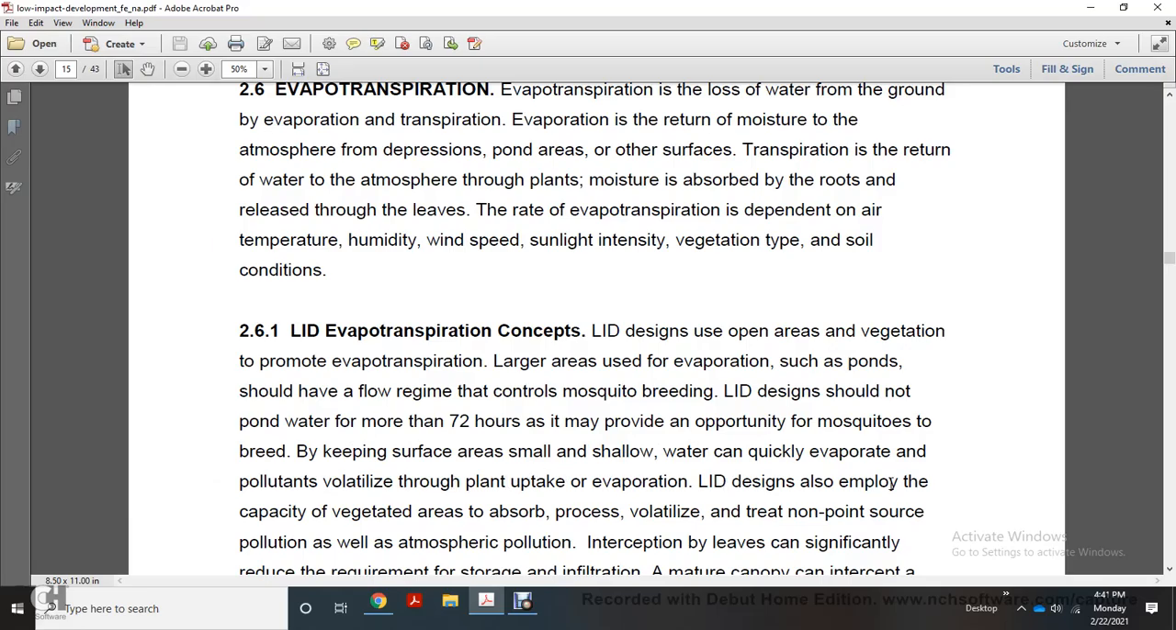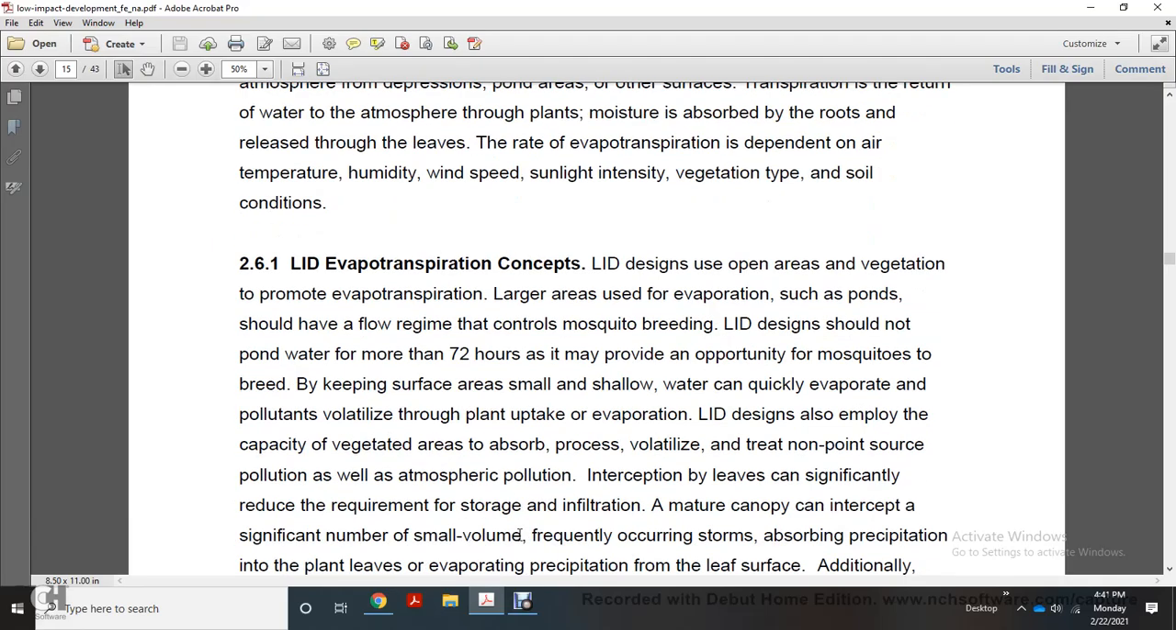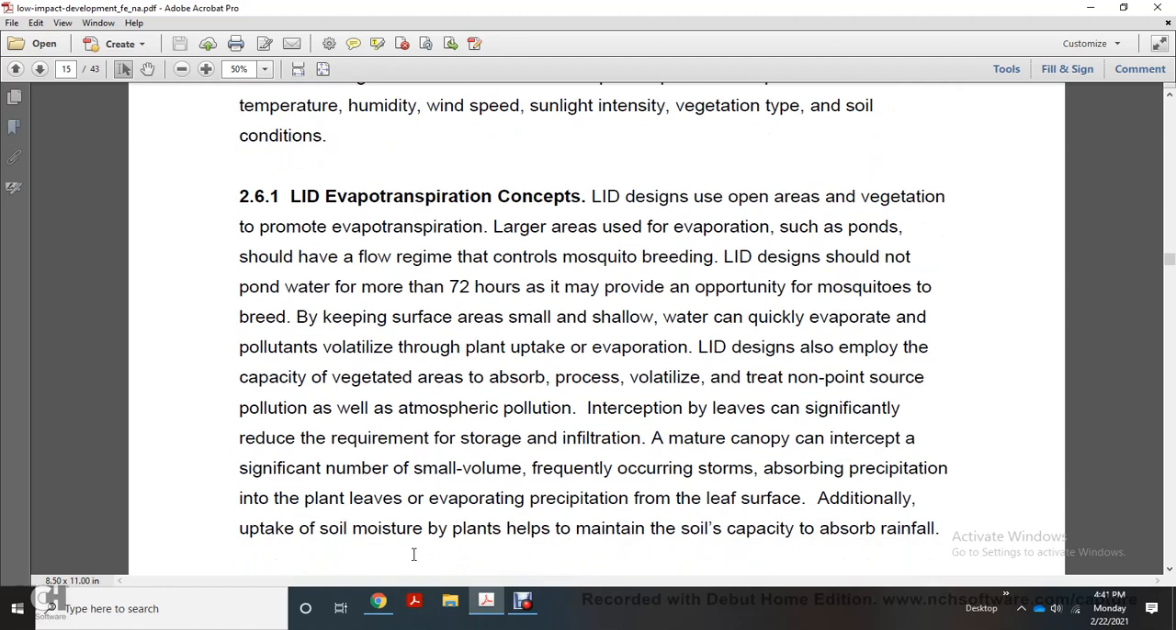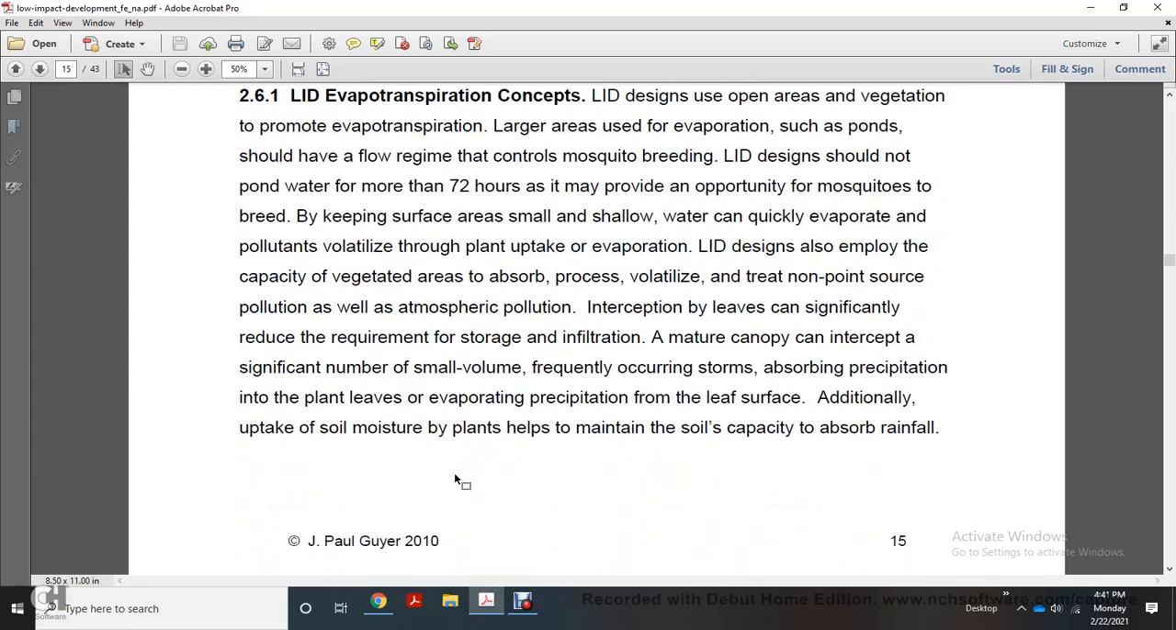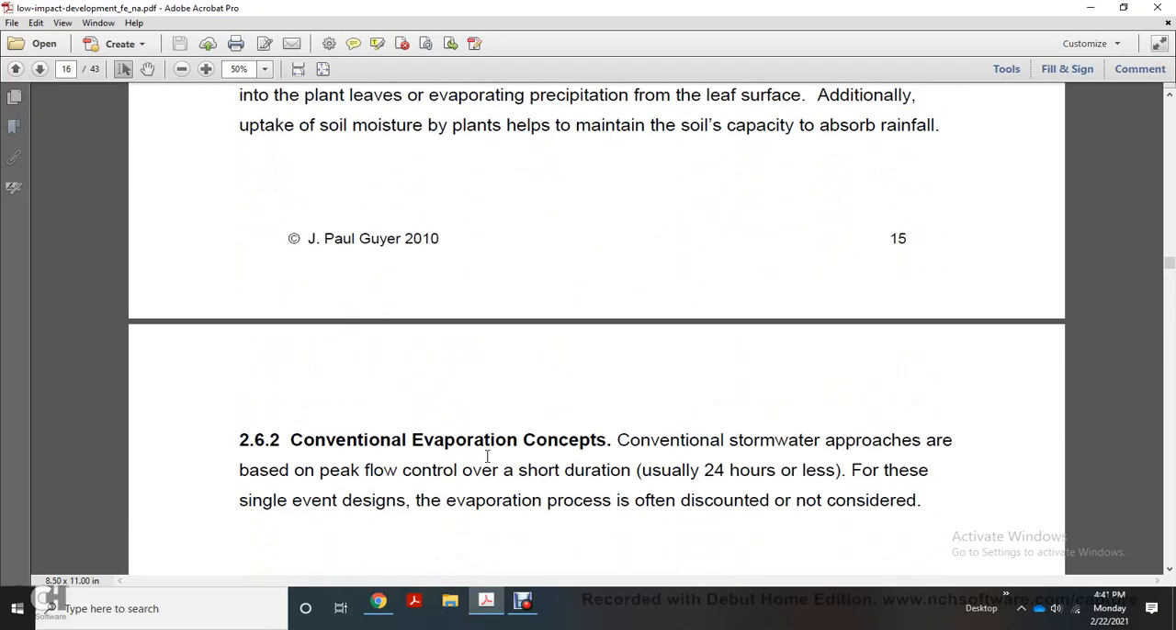Low impact development designs also employ the capacity of vegetated areas to absorb, process, volatilize, and treat non-point source pollution as well as atmospheric pollution. Interception by leaves can significantly reduce storage requirements. Vegetation can intercept a significant number of small-volume, frequently occurring storms, absorbing precipitation with the plant leaf and evaporating precipitation from the leaf surface. Additionally, uptake of soil moisture by plants helps to maintain the soil capacity to absorb rainfall.